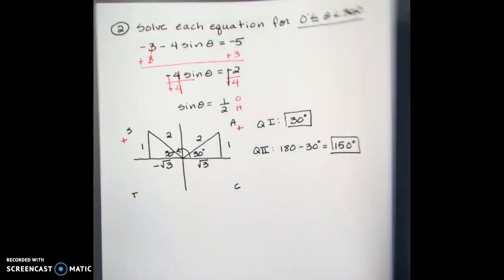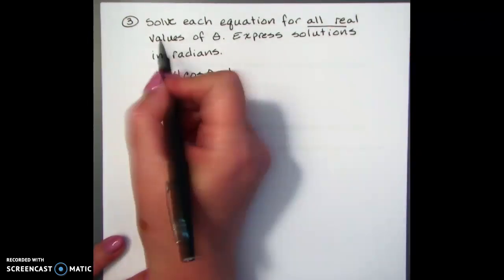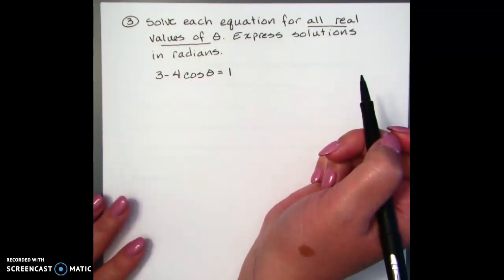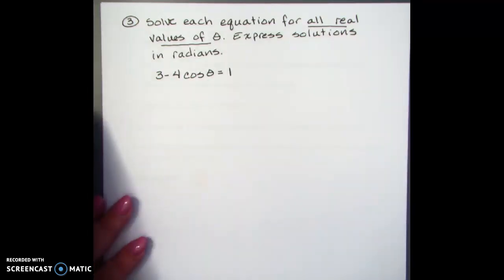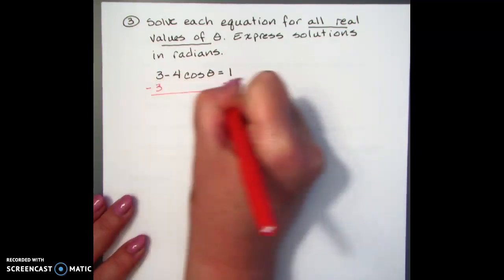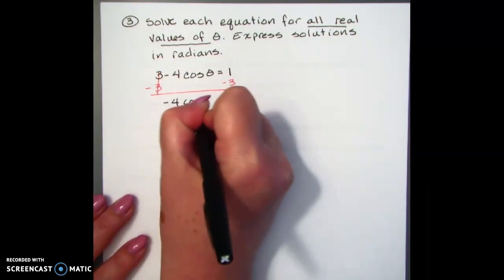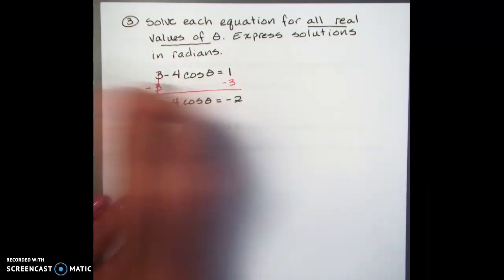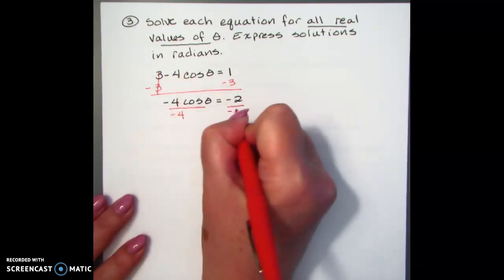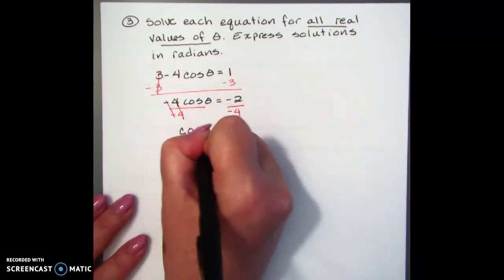All right, so then finally we're going to do one that says all real values of theta. So that means we're going to have infinitely many answers. And it says express your solutions in radians. So we'll keep that in mind as well. So if we go to solve this one, we can subtract 3 from both sides. And we get negative 4 cosine of theta is equal to negative 2. And then if we divide both sides by negative 4, we get cosine of theta is equal to 1/2.